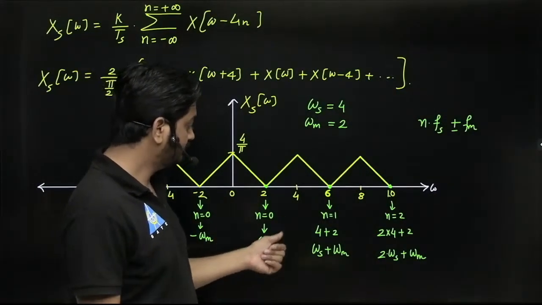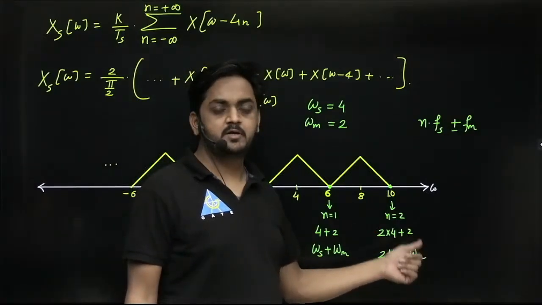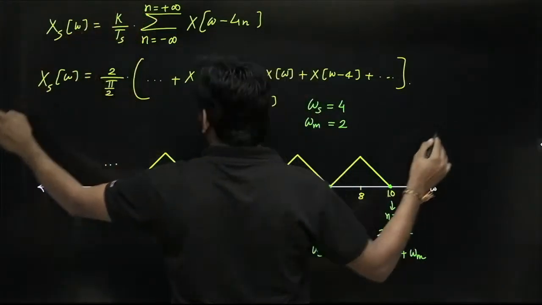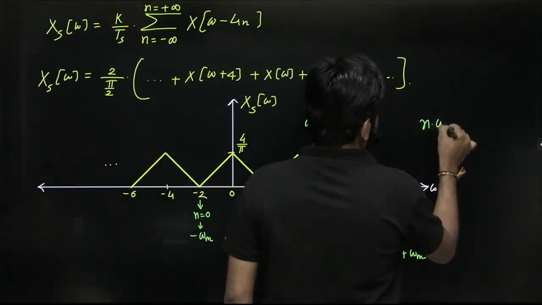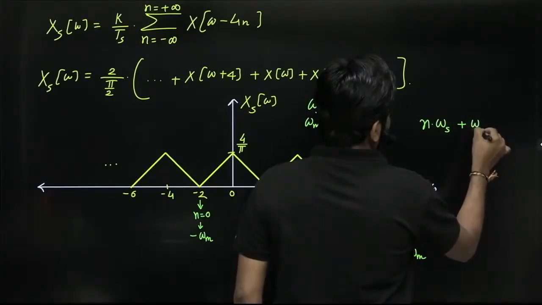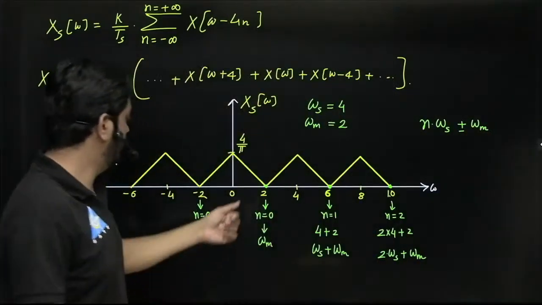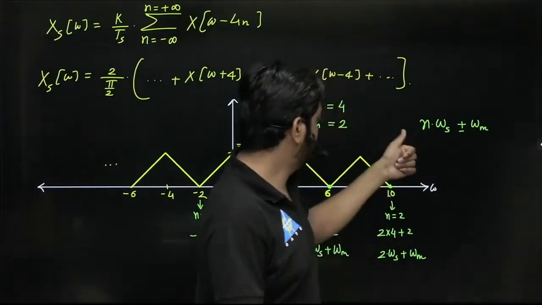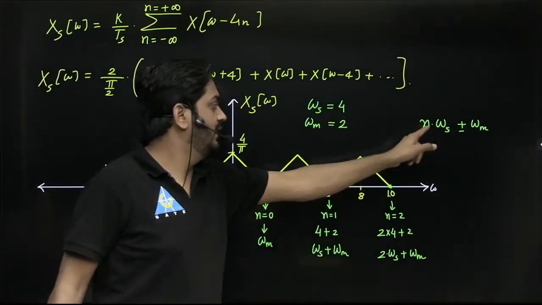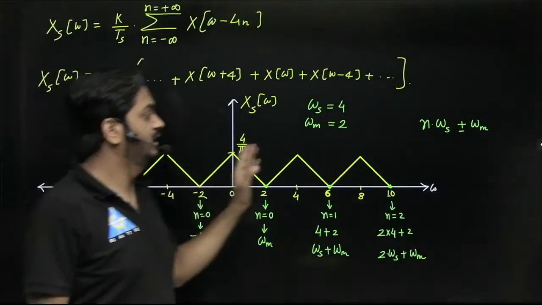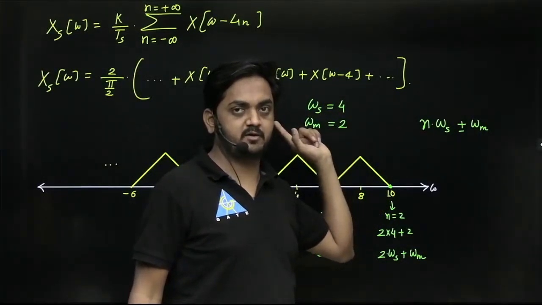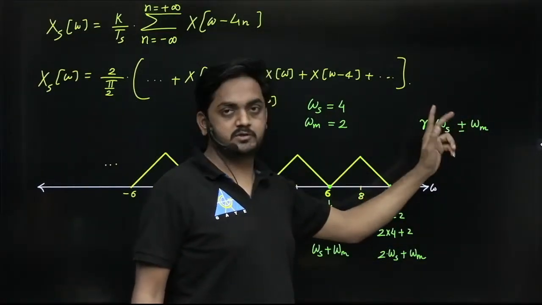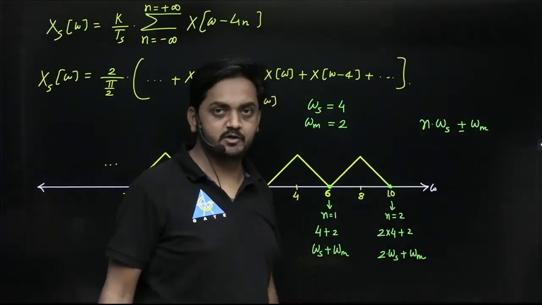So omega s plus omega m, 2 omega s plus omega m. In general it will be n omega s plus or minus omega m, because omega m is there and minus omega m is also there. A positive value of n gives the positive spectrum and a negative value of n gives the negative spectrum. If we put a negative value of n you get the left side spectrum, and if we put a positive value of n, the right side spectrum. Why plus or minus omega m? Because of the maximum and minimum, omega m and minus omega m.